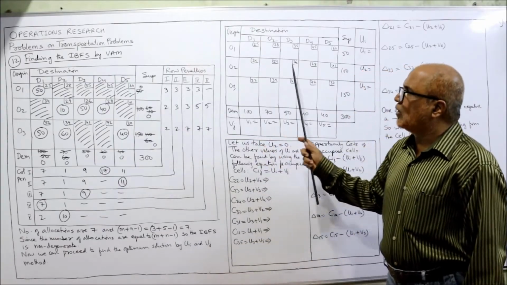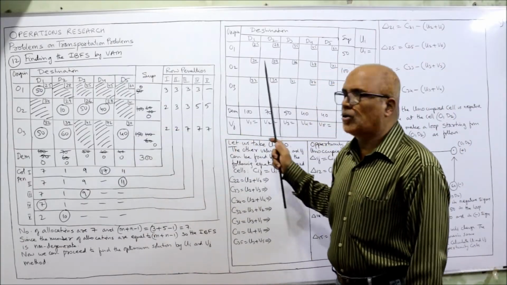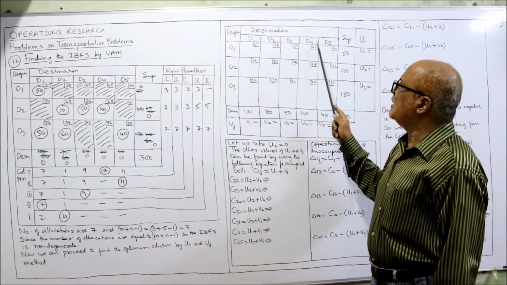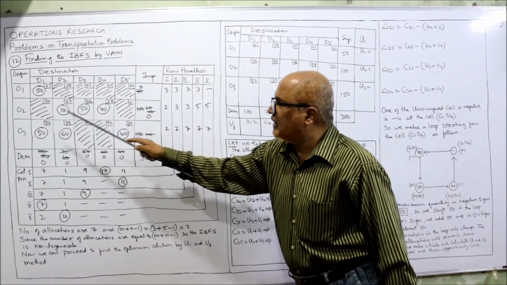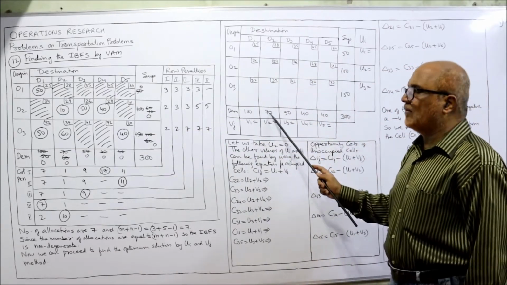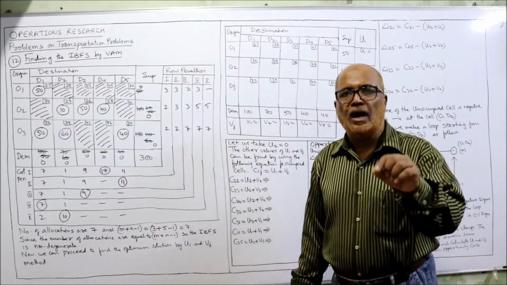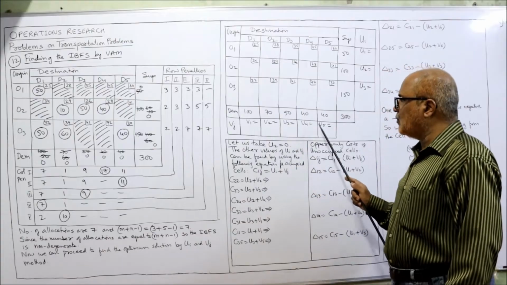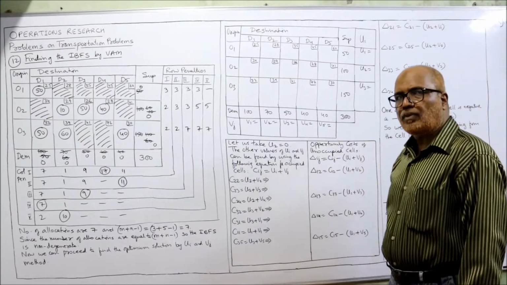Same table you have to draw without penalties. Without penalties, the same table you draw, and O1, O2, O3, D1, D2, D3, D4, same cost I have taken, whatever cost, and supply and demand I have taken. One more column and row we have to add, that is UI and VJ. This is VJ, V1, V2, V3, V4, V5, and UI, U1, U2, U3, right?